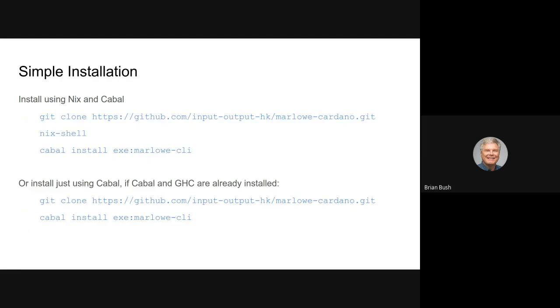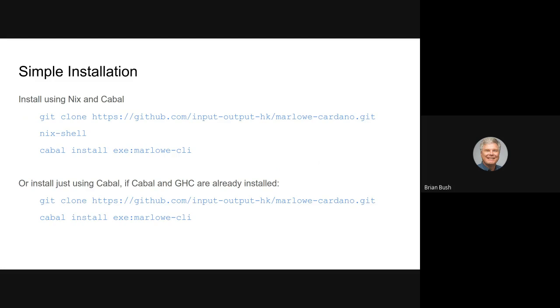This is simple to interact with. It basically installs the way you would install any tool in the Cardano ecosystem. You have one option, which is to use Nix. So if you're using a Nix-based system and you have Cabal installed there, you just clone the repository, open a shell, and install the tool. Or if you're not using Nix or NixOS and you have the Cabal and GHC toolchains already installed on your machine, you just clone the repository and install Marlowe CLI.